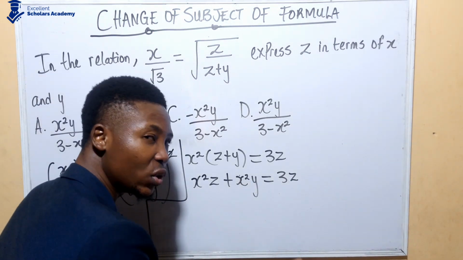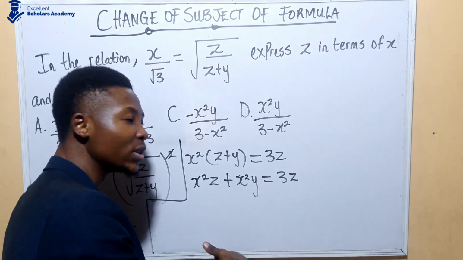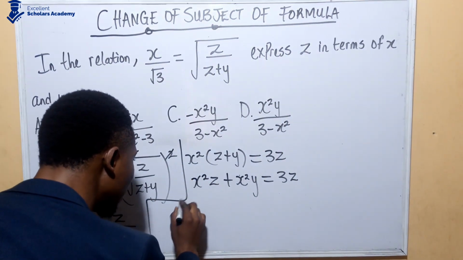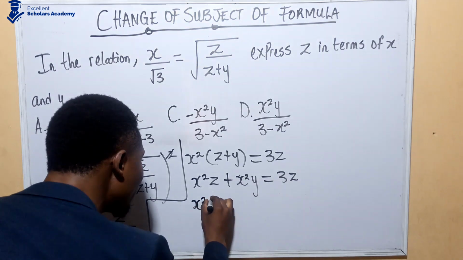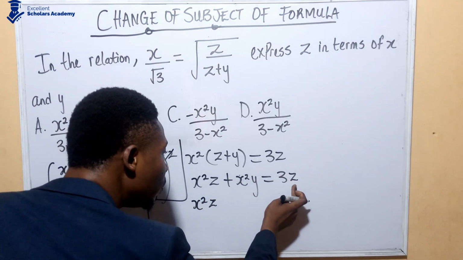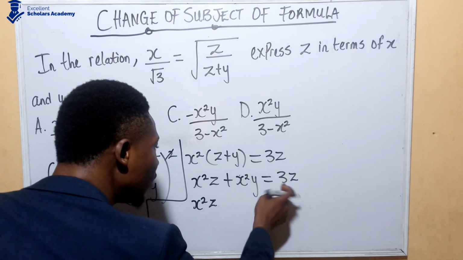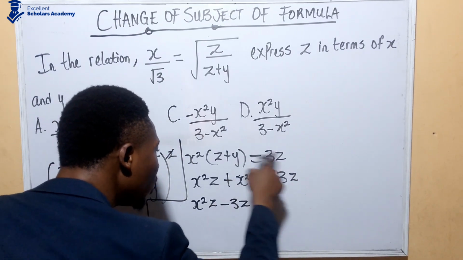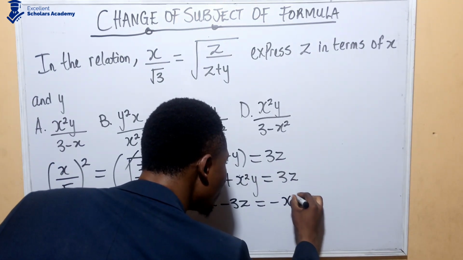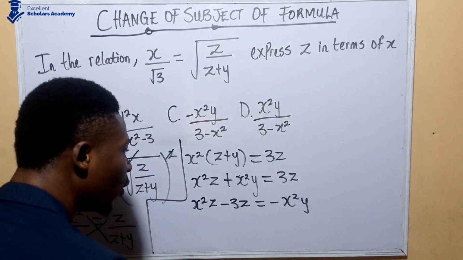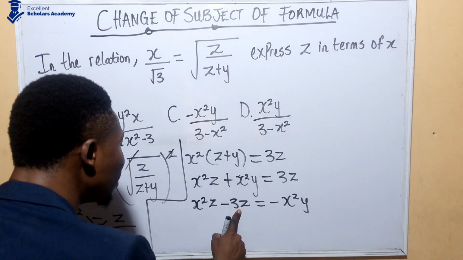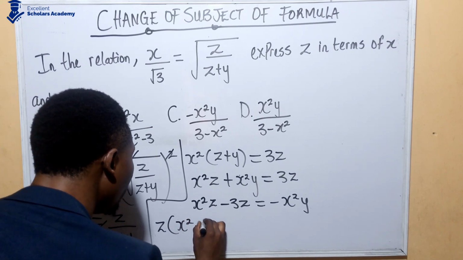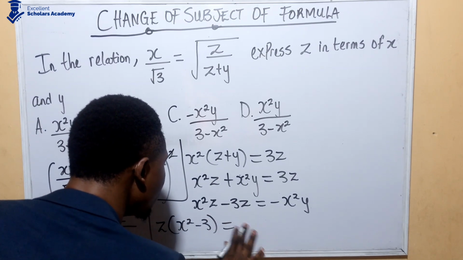Bring all your z to one side. Everything that has z, bring it to one side, and take anything that does not have z to the other side. So this is already x squared z, it has z. Take this 3z to this side. It is positive here. When you cross here, it becomes minus 3z is equal to, this was positive here, when you cross here, it becomes minus x squared y. Now if you notice, z is common between this and this. So take your z out. You're going to be left with x squared minus 3 is equal to what?